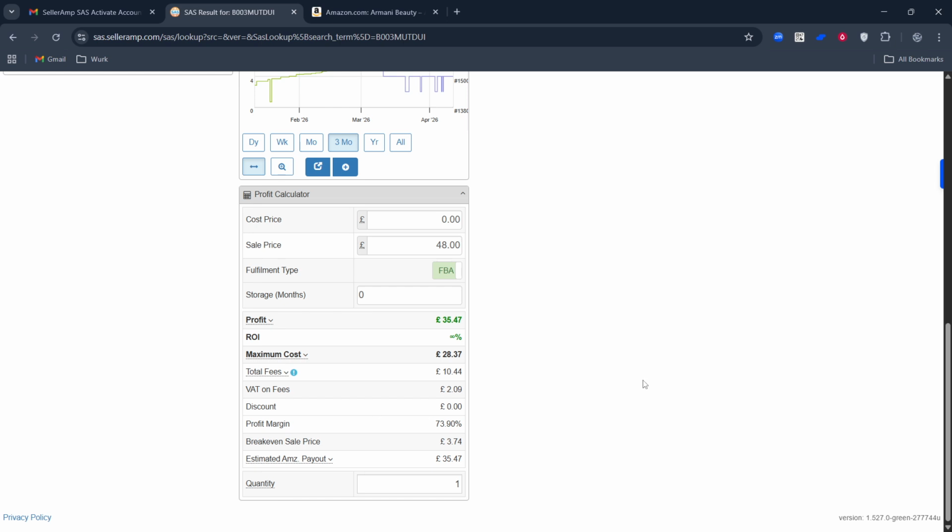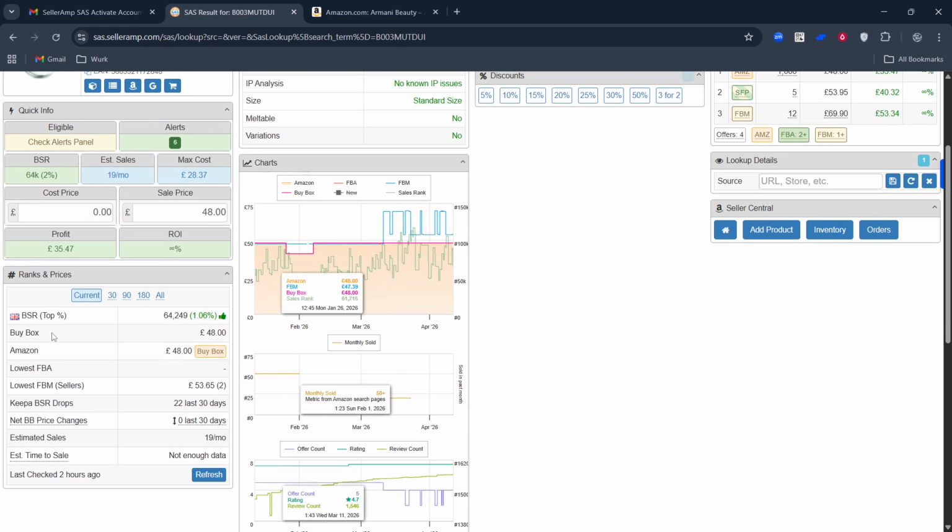If your profit and ROI look good at a realistic buy price, continue. If they don't, stop and skip the product before you waste more time.